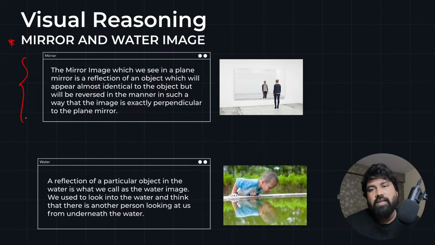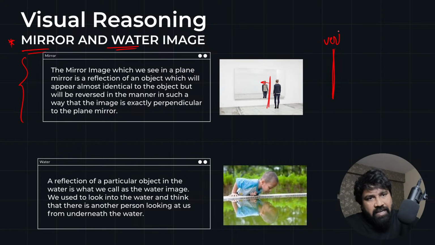Guys, what are mirror images and water images? Mirror image is very easy, which is nothing but what you see in a mirror. So you have to shift the objects with reference to the vertical line. And water image is nothing but what you see in water, like sea or river, with reference to this line, you are seeing yourself. So with respect to the horizontal line, you have to shift.